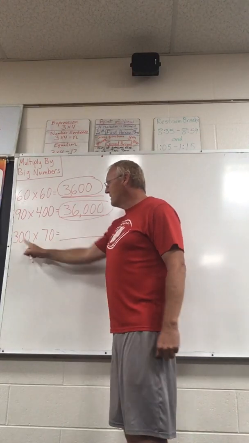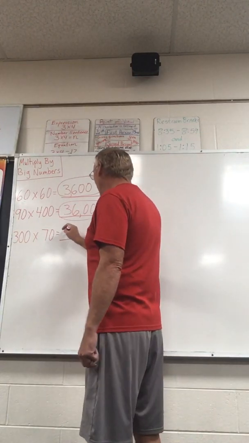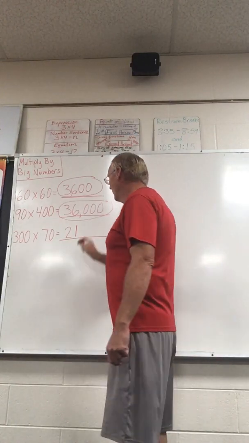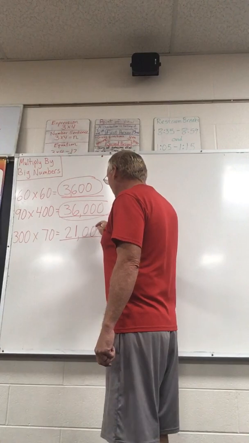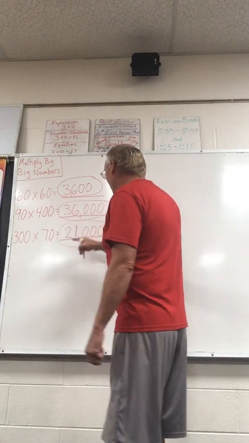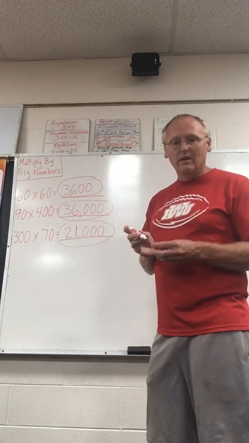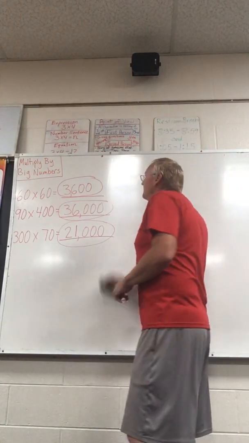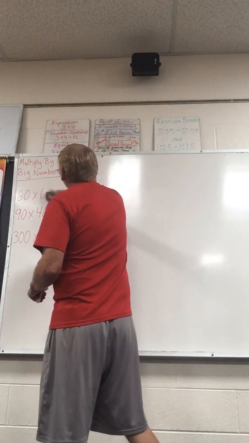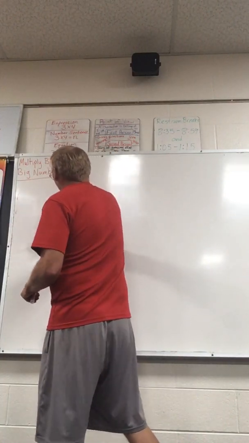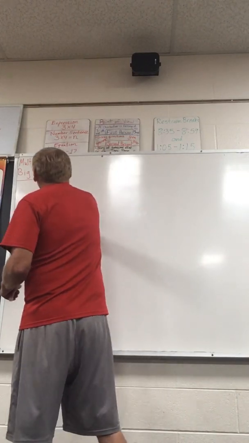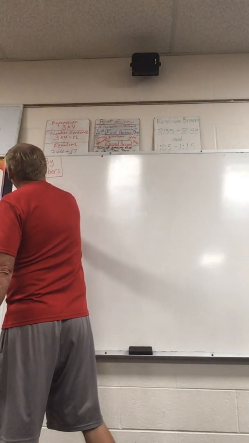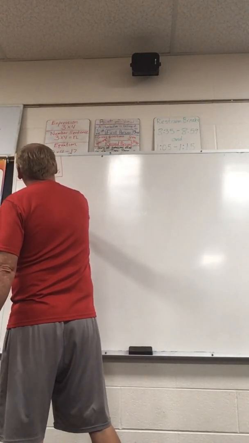Your basic fact is 3 times 7, which is 21. Count your zeros. 1, 2, 3. So you put that into your answer, 3 zeros. And that gives you your product of 21,000. Okay? Let's go ahead and try 3 more. Let's try 200 times 80.